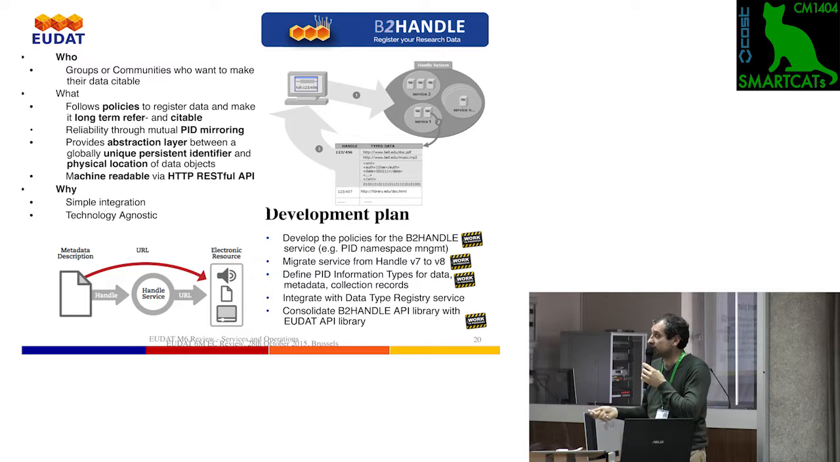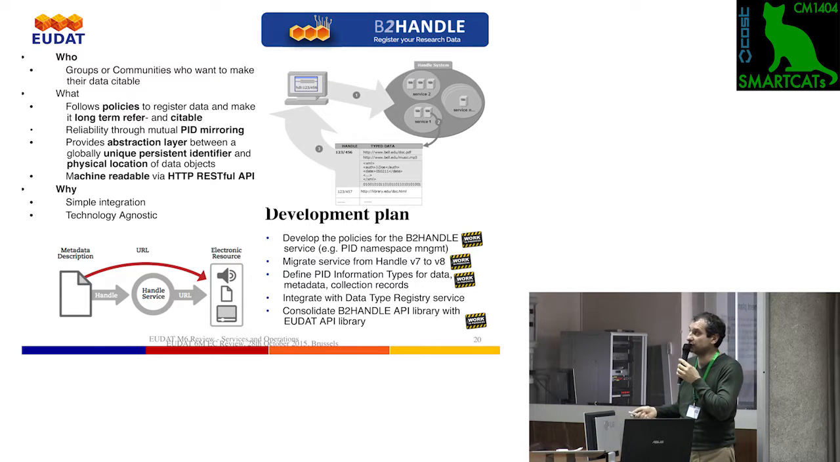And B2Handle is a kind of wrapper in order to retrieve your data, based on mechanisms that resolve, by metadata description, the URL to the electronic source, of course.